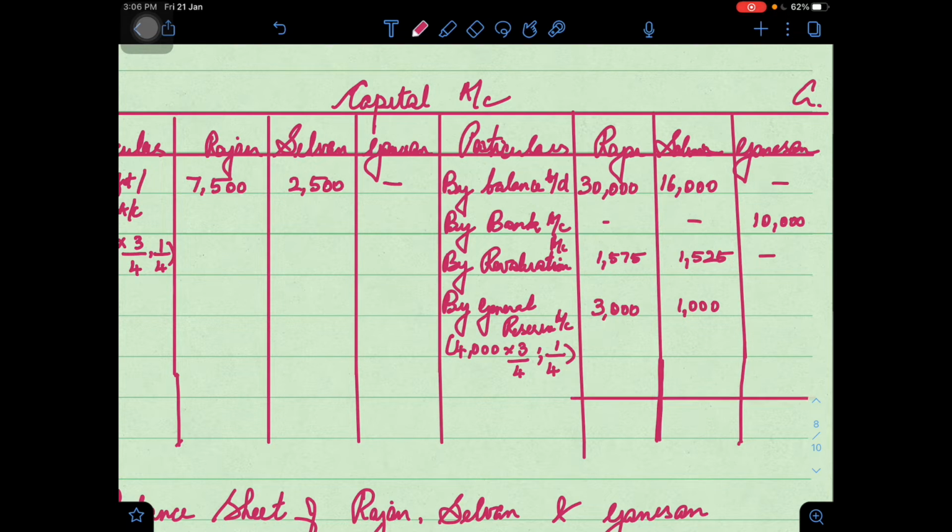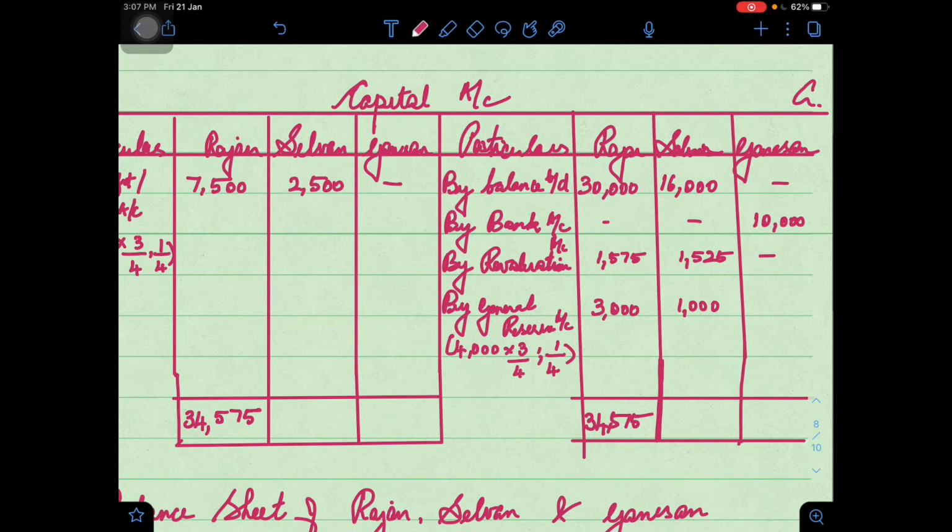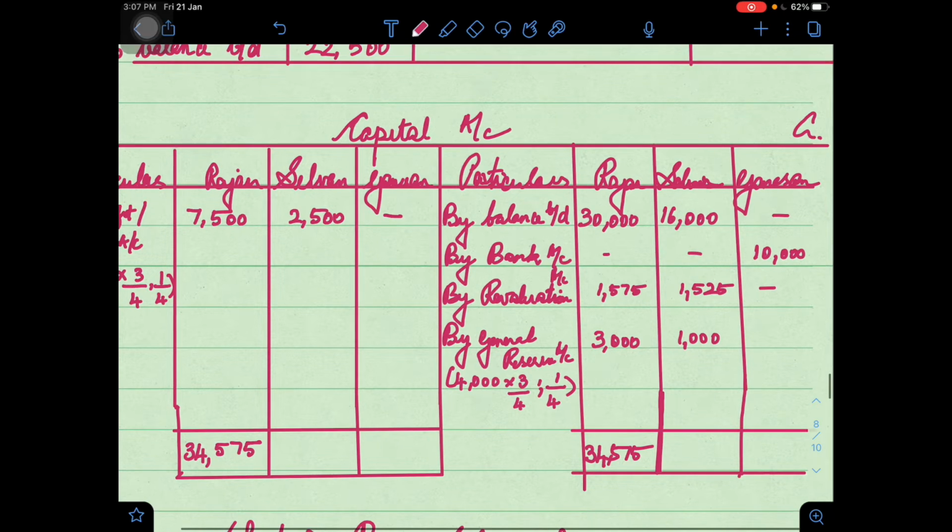So we have almost taken every value. Let us now total up the capital account. The total of the credit side is what we are going to consider now. For Rajan, the total comes to 34,575. I will be showing this on the other side also, 34,575. So here it comes to 16,000.